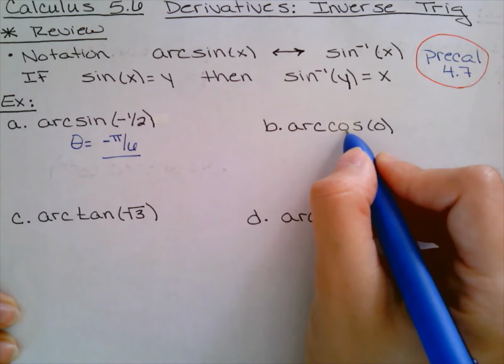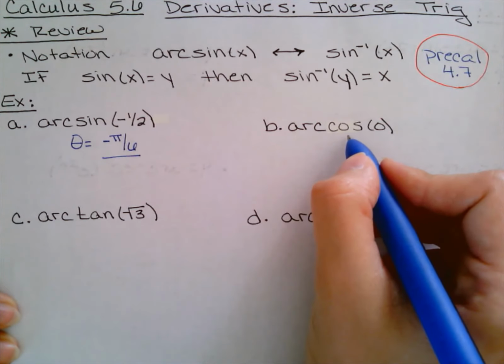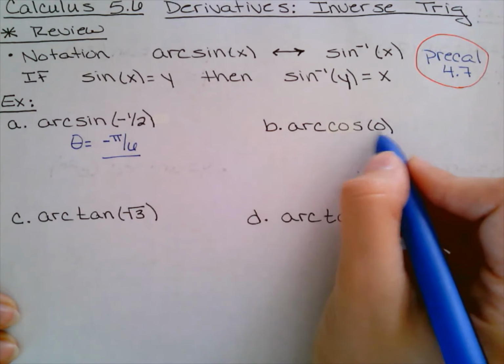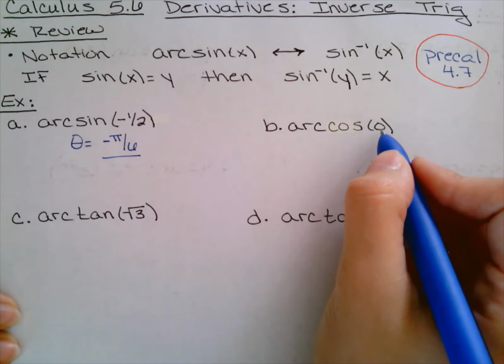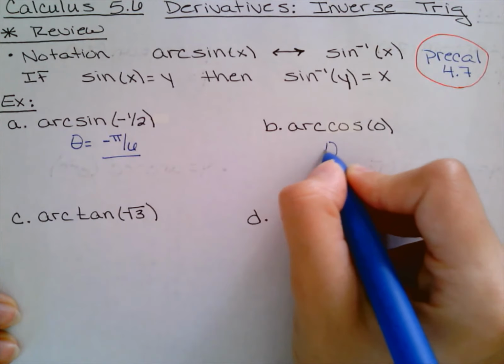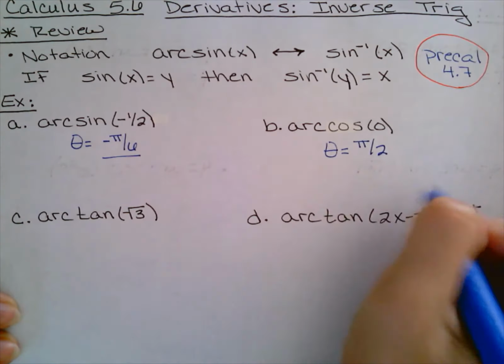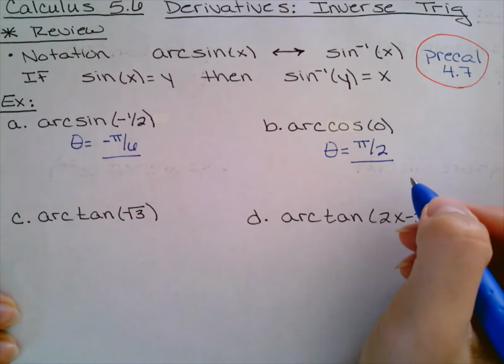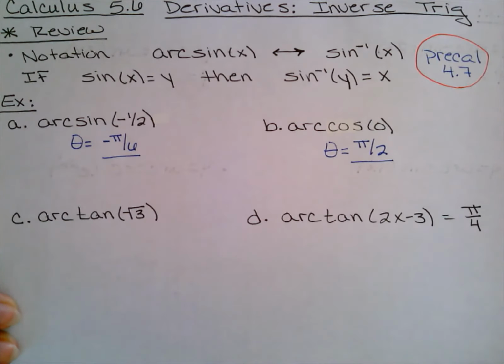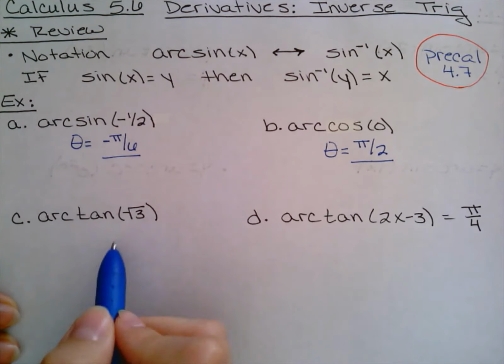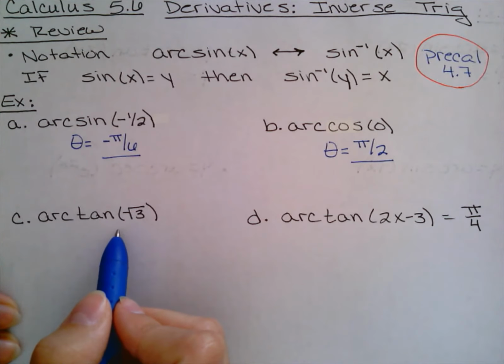Arccosine. Cosine, I look at the top half of the unit circle, and it's asking me when is cosine, the x value, 0. Okay, and I can find that when theta is pi/2. Again, if you're wondering how in the world am I getting these values, one, go over your 4.7 video, and two, take out a unit circle. All right? Letter C, arctangent of radical 3.